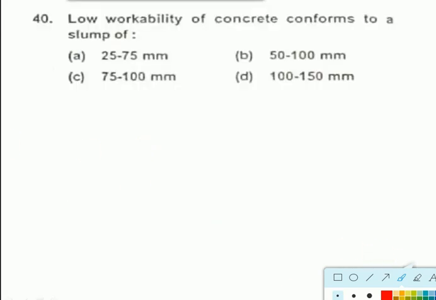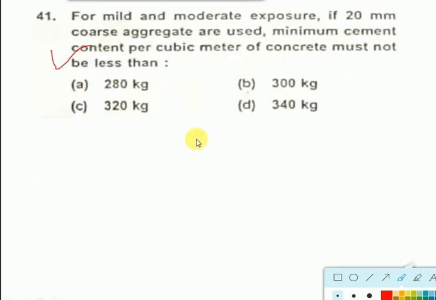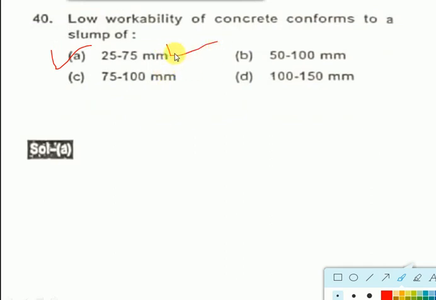Simple question. Next, low workability of concrete conforms to a slump of. Right? Low workability, I have told you. Low workability is how much? It will come between 25 to 75 mm. 25 to 75 mm. In the table column in the previous question, I have discussed it with you. If you want, you can go through that table. You will get all the idea.